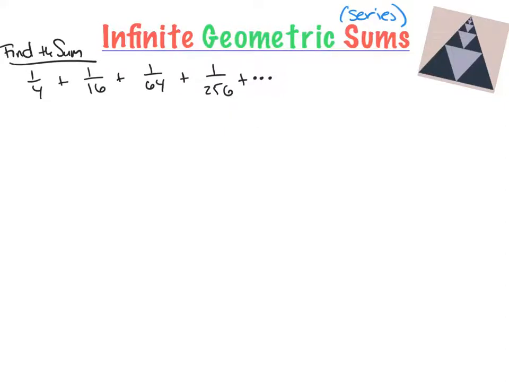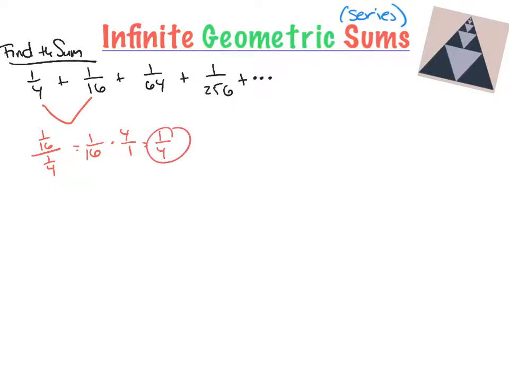Okay, let's find this sum. 1/4 plus 1/16 plus 1 over 64 plus 1 over 256, and so on to infinity. So first of all, got to verify it's geometric. So take the latter term and divide it by the former one. So that would be 1/16 multiplied by 4 over 1, which reduces to 1/4.